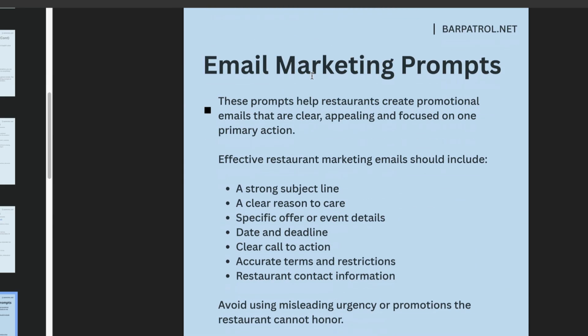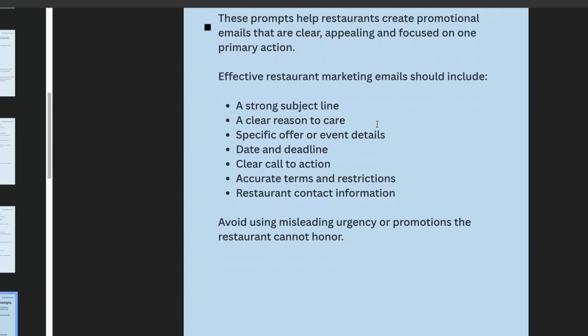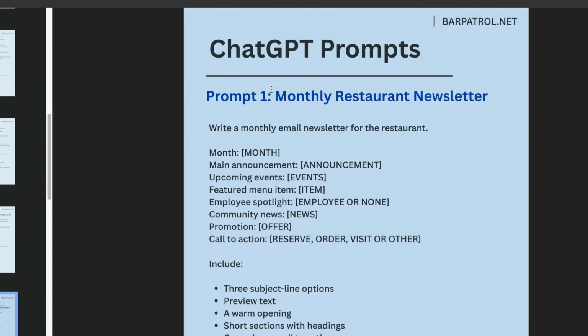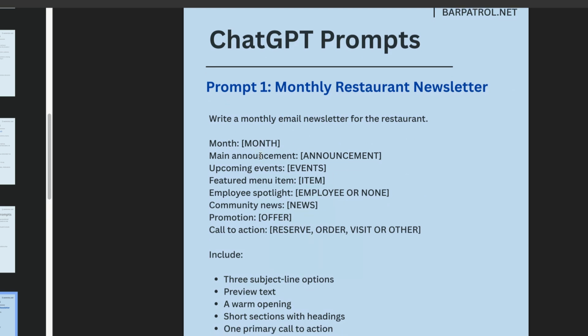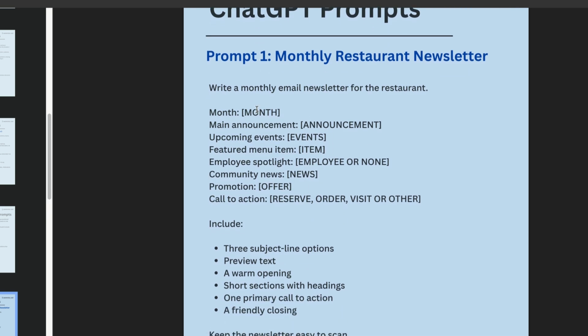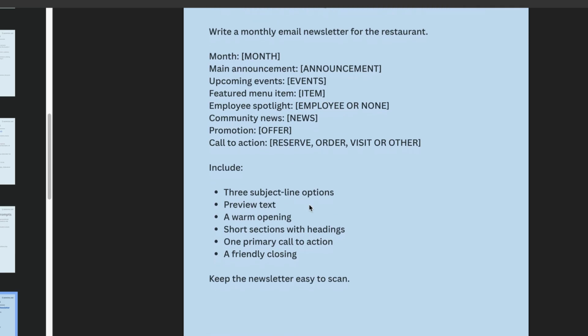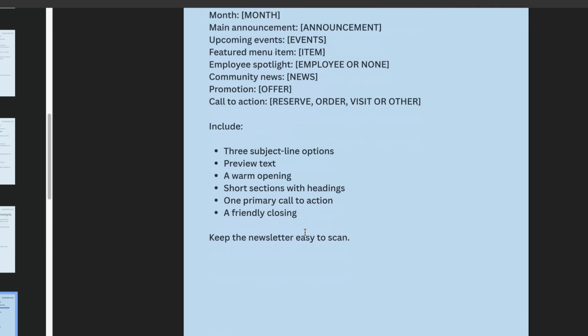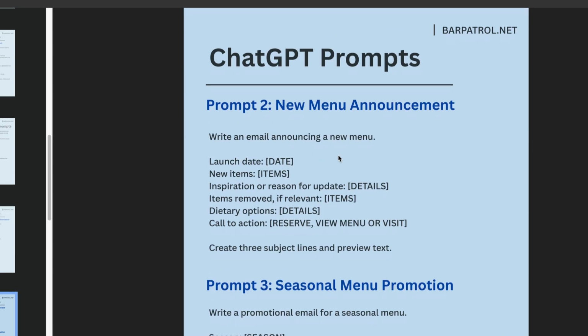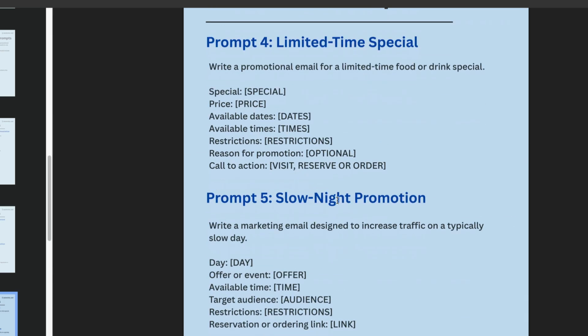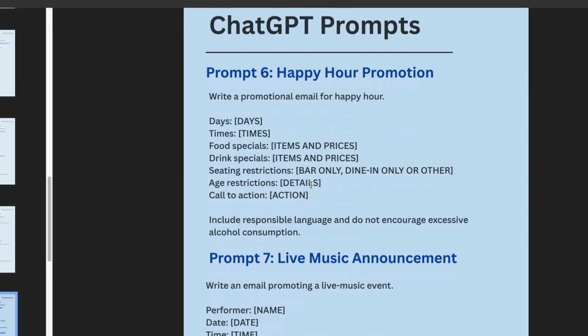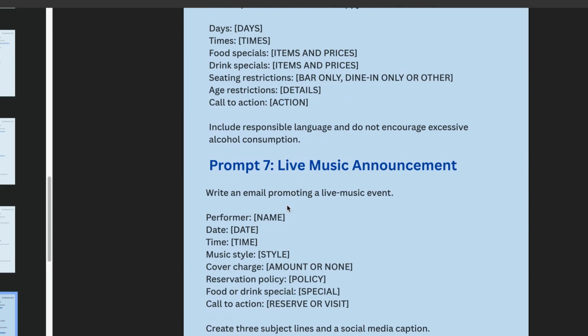Now, if you scroll down here, we have email marketing prompts. And prompt number 1, I'm just going to go through them really quick. Monthly restaurant newsletter. And you can see the little template it creates for you every time. All you got to do is fill out the template and then ask it to include this. You can copy paste that into chat. New menu announcement, seasonal menu promotion, limited time special, slow night promotion, happy hour promotion. You can see it gives you a template every single time.